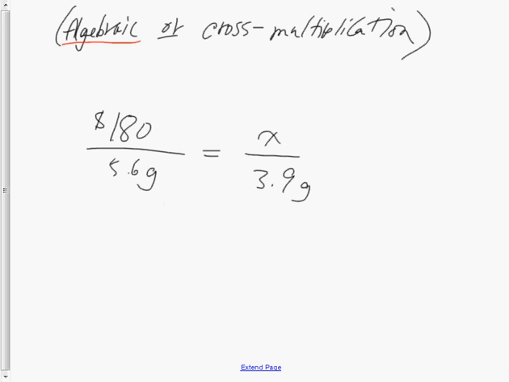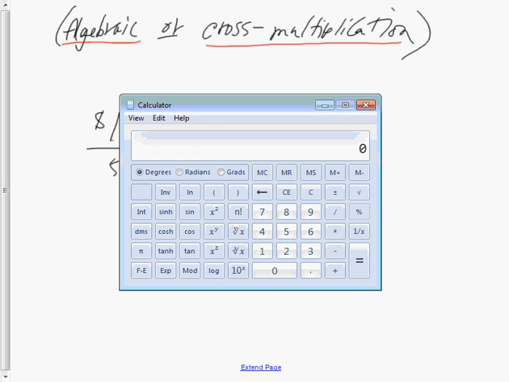But the method it asks you to use is the algebraic method, or what we call the cross multiplication method. What that means is, if the unknown part is a part of a proportion, if you multiply across the equal sign, you will create one side of an algebraic equation. You then put down your equal sign, and you multiply the other way to create the other side. So in this case, I would take my $1.80 and multiply it by 3.9, and you would get 7.02.